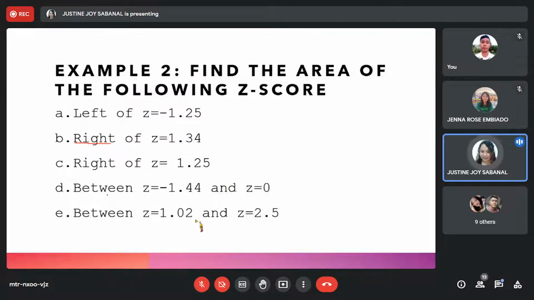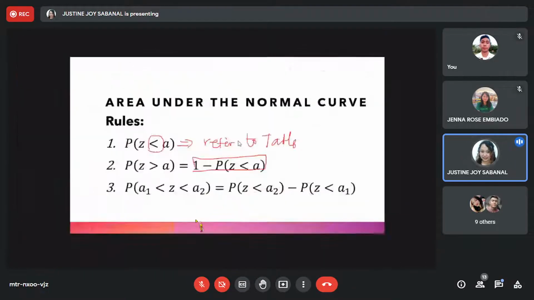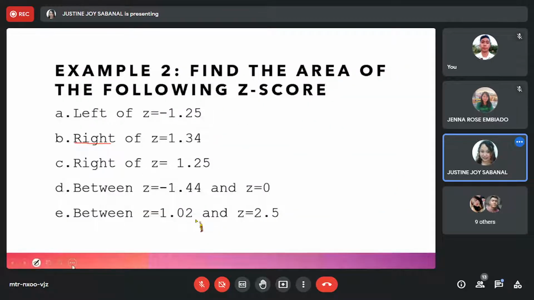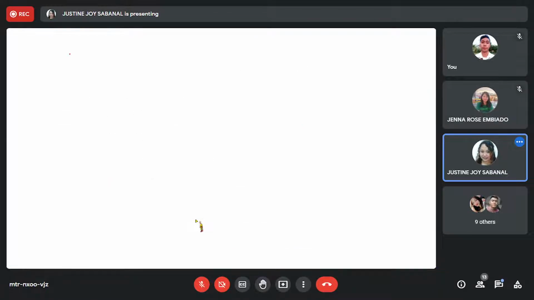So, we'll have here yung between naman. So, naka-interval siya. So, between z is equivalent to negative 1.44 and z is equivalent to 0. So, ang i-apply nyo naman dito rule ay rule number 3. So, it says again that the probability of z greater than a sub 1 but less than a sub 2 is equivalent to probability of z less than a sub 2 minus probability of z less than a sub 1. So we have between z is equivalent to negative 1.44 and z is equivalent to 0.